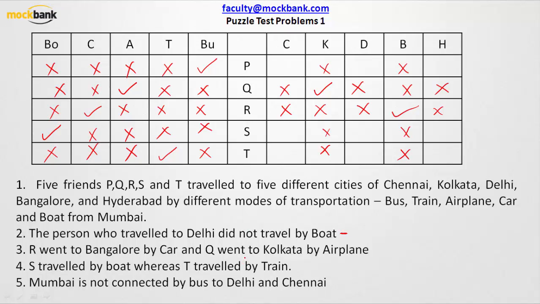Now, the person who travelled to Delhi did not travel by boat. Who is the person who is travelling to Delhi? We don't know as of now, but he did not travel by boat. And the person who travelled by boat is S. So for sure S is not going to visit Delhi.